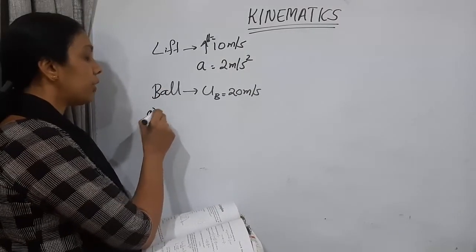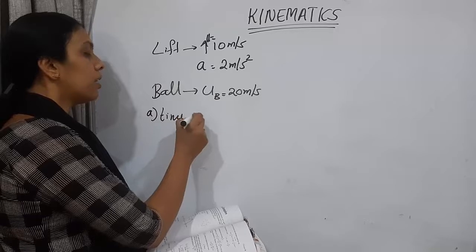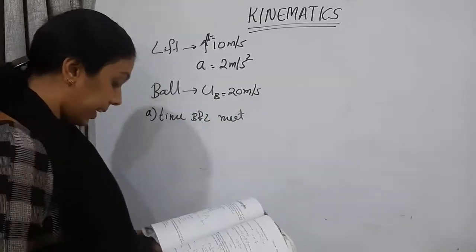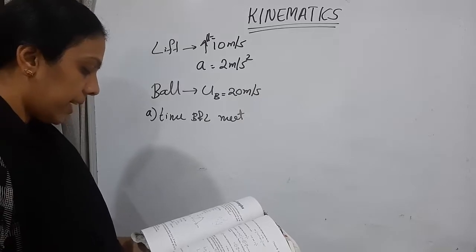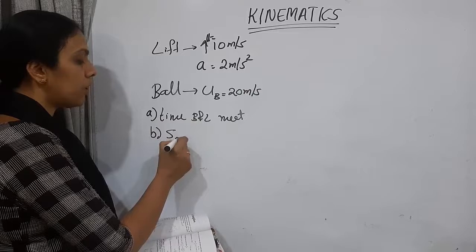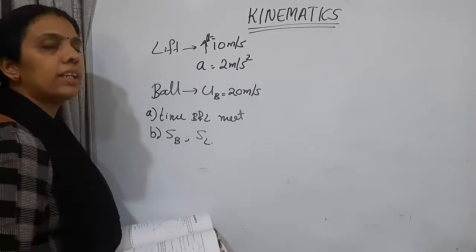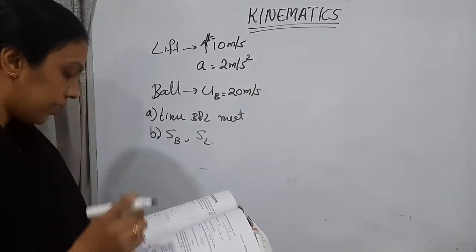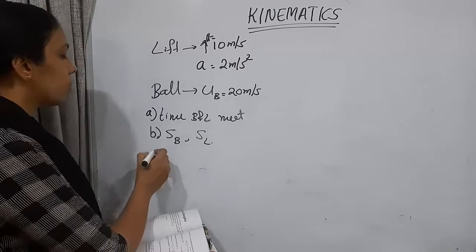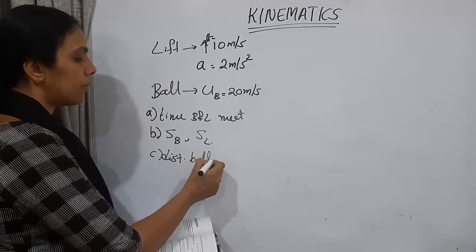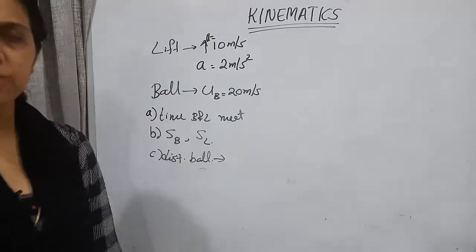First we need to find the time when the ball and lift meet each other. Second, the displacement of the lift and the ball at that instant. At that time, what is the displacement of the ball and the displacement of the lift? That we need to find out. Third, the distance travelled by the ball up to that instant. We need to find out the distance travelled by the ball.